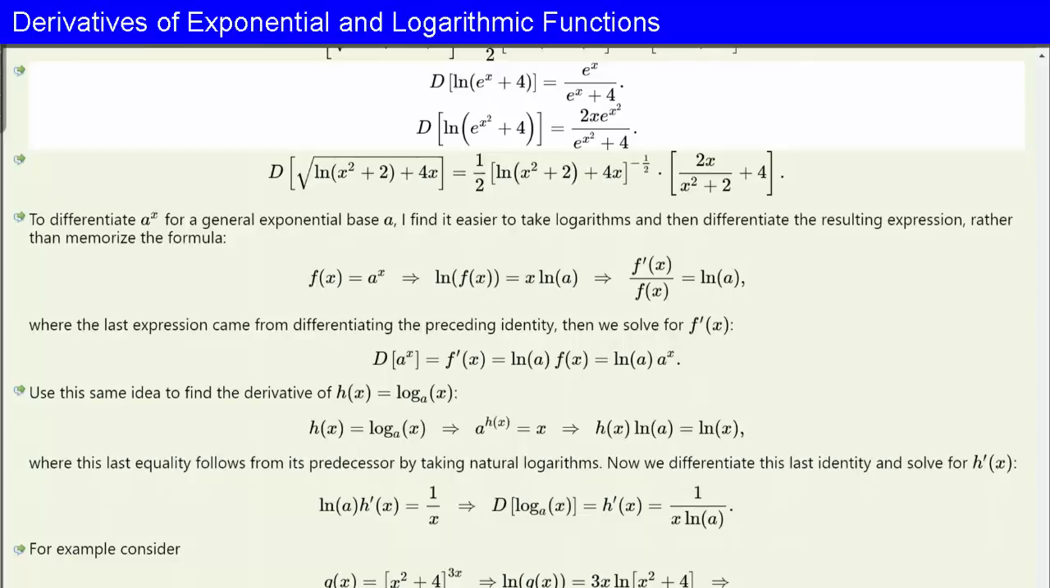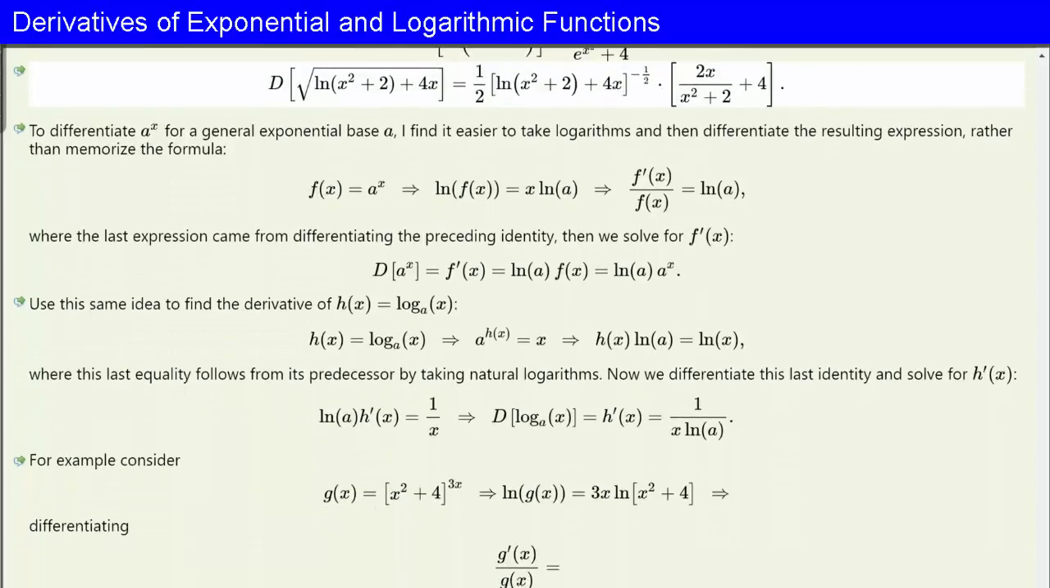The derivative of the log of e to the x squared plus 4 is almost the same. You write down the reciprocal, 1 over e to the x squared plus 4, taking care of differentiation of the logarithm, and then by the chain rule, multiply by the derivative of what's inside the log, which is 2x e to the x squared plus 0.